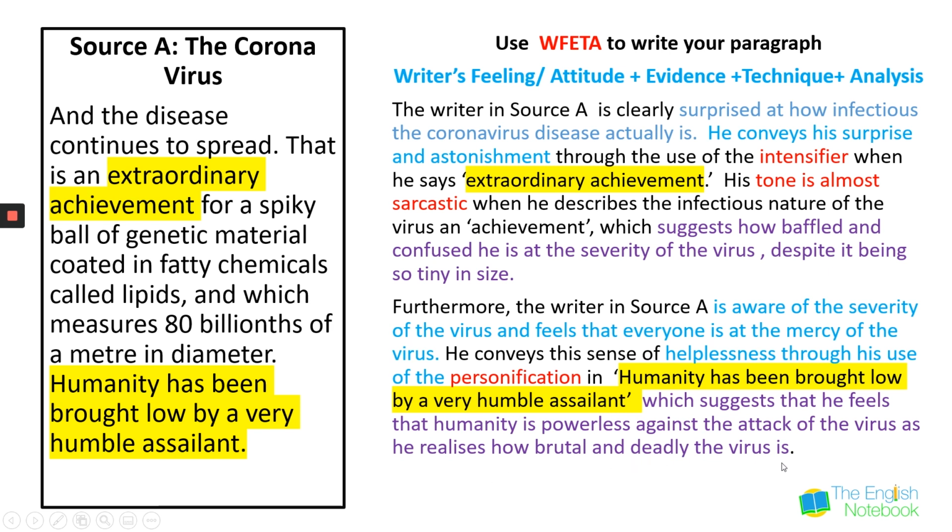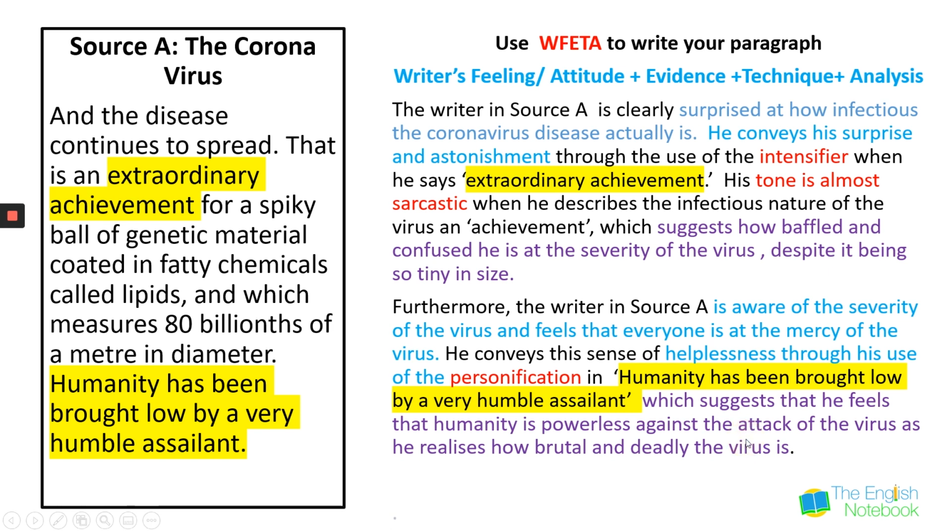We can even go on to say that he perhaps perceives the virus as being almost like a tyrant, like a powerful master that has everyone at his mercy. Because as we know, it is very infectious, it is very dangerous, and we've had many victims so far to date.